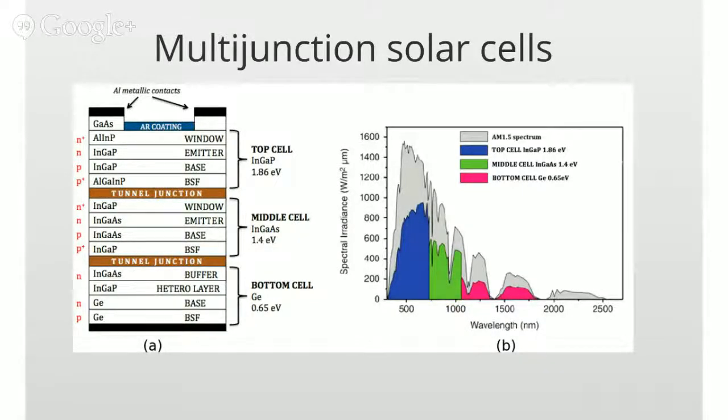So the blue part of the spectrum goes to the top indium gallium phosphide cell. The green part goes to the middle indium gallium arsenide cell. In gallium phosphide and gallium arsenide, you can adjust the band gap by going from arsenic to phosphorus. And the pink part goes to the germanium cell. The idea is that you split this out, then you avoid the non-absorption losses.